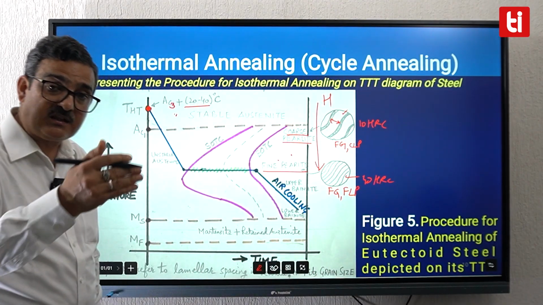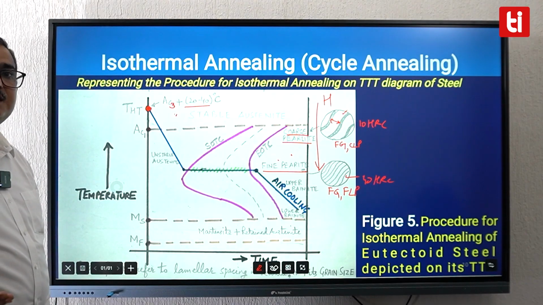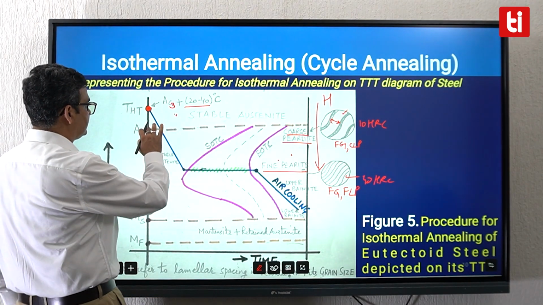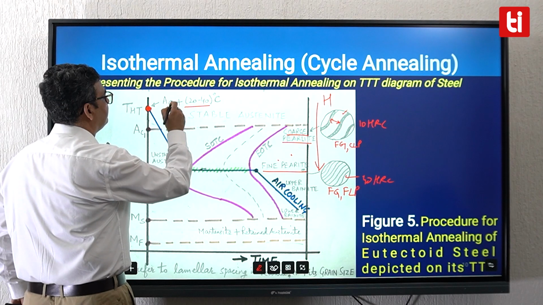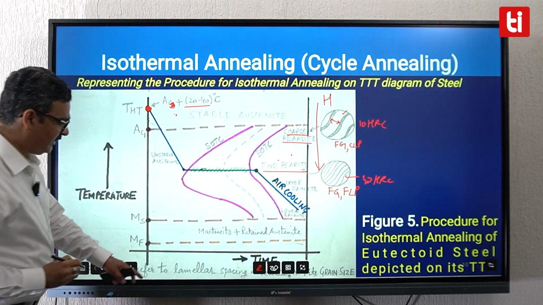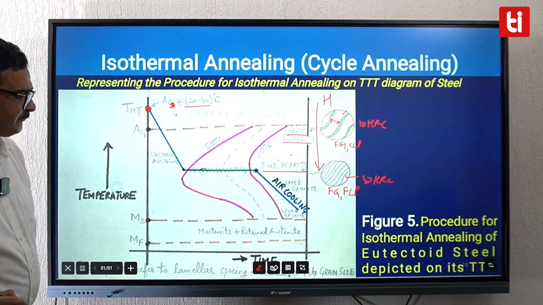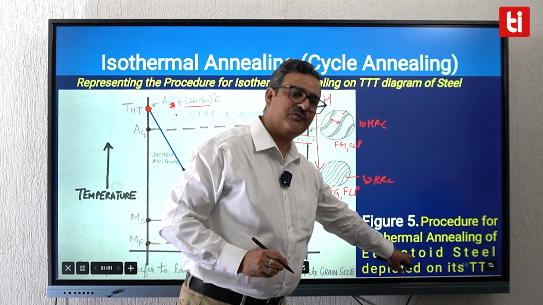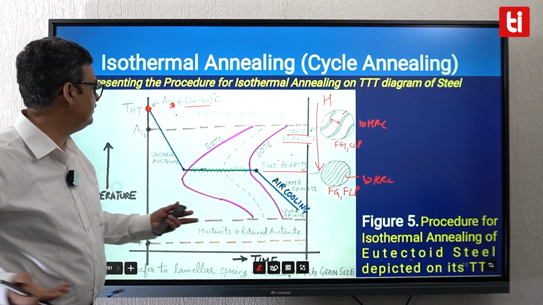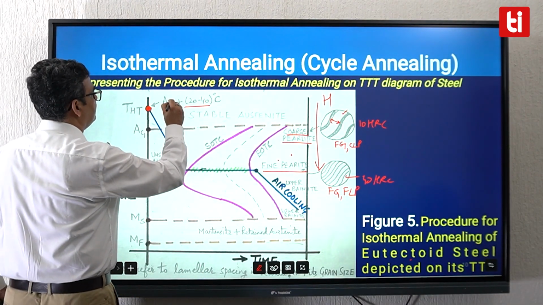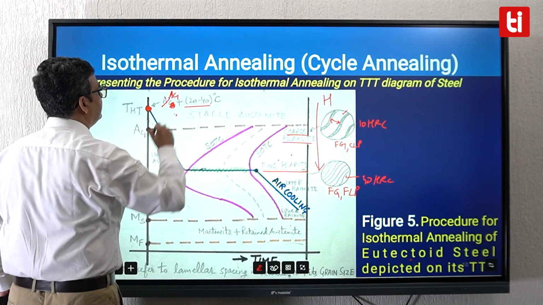So what kind of hardness and strength you need, you decide the temperature. Below the lower critical temperature, why did I write this, I did not make a mistake. I am drawing this diagram for a eutectoid steel. For eutectoid steel, upper and lower critical temperature are the same and are designated as AC1. So I will let it stay AC1.